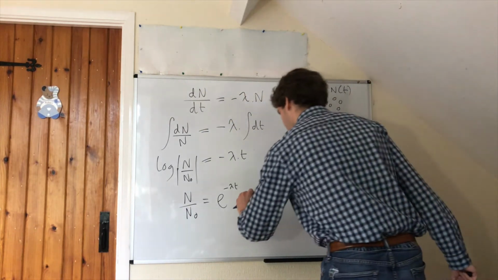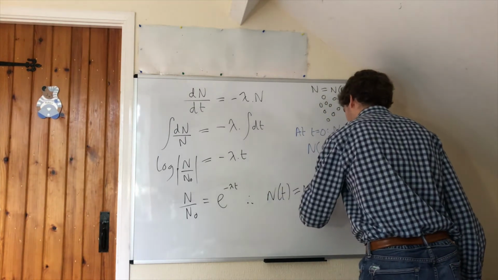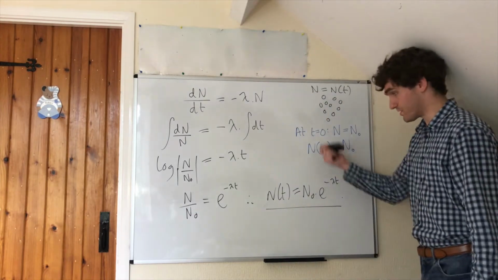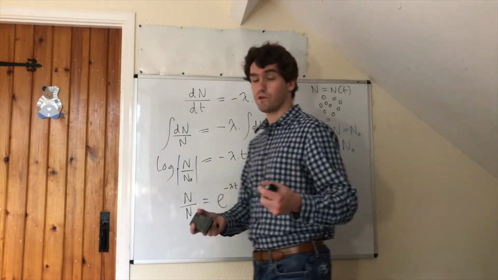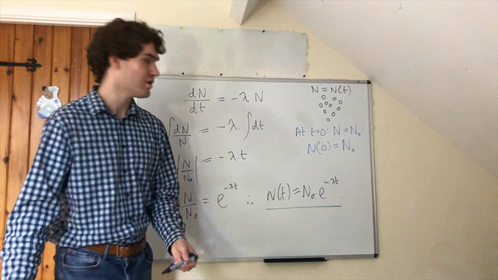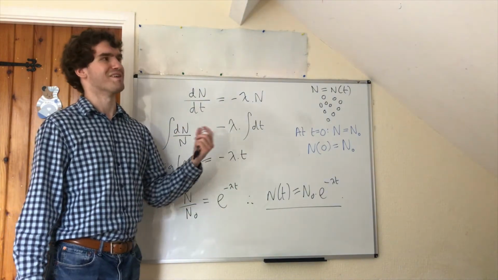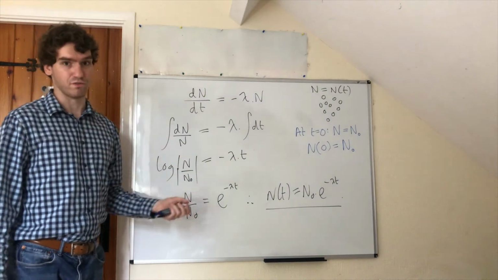And indeed, therefore, n of t is equal to n naught times e to the minus lambda t. Okay, and that's our solution, subject to these initial conditions. So now I want to run you through the method that we would use if we were to put the limits directly into the integrals. Or rather, sorry, put the initial conditions directly into the limits of the integrals.